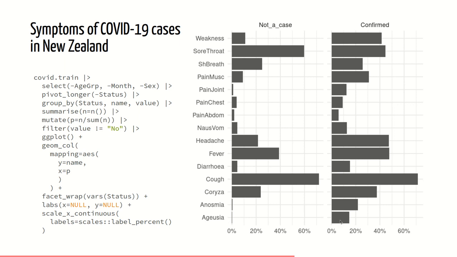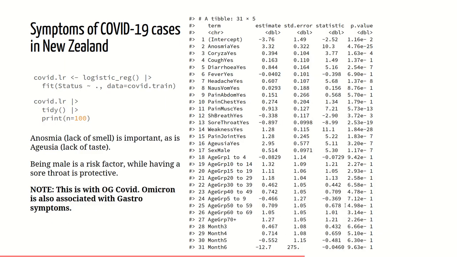So you can see that at least in the early part of the pandemic, so this is the original strain of COVID-19, it's not Omicron. It's not the funky ones that we have now that have rather different symptoms. In particular, the newer ones tend to have gastro symptoms, and less of the lack of taste and lack of smell like the original one had. So you can see that there's a clear difference here, right? So this is a symptom that's telling you a lot about whether things are cases or not.